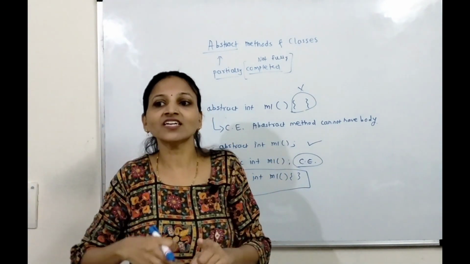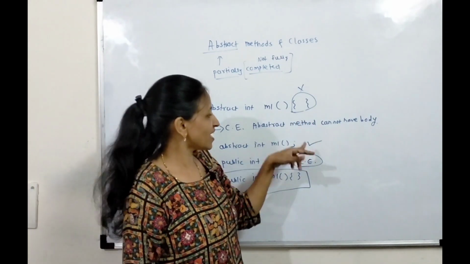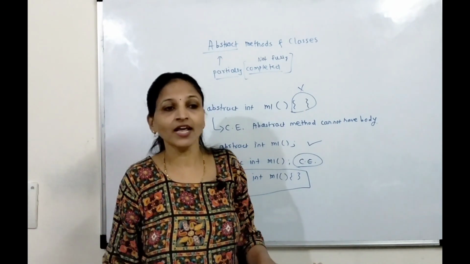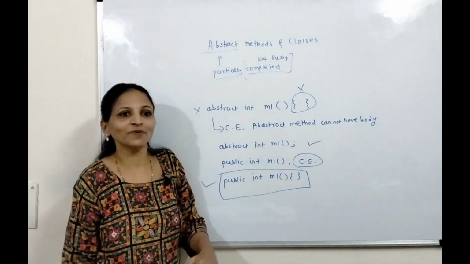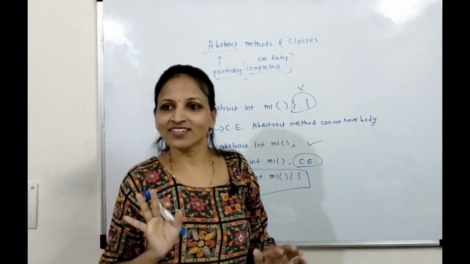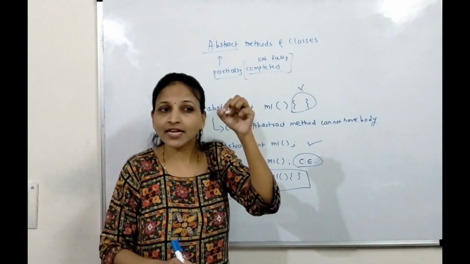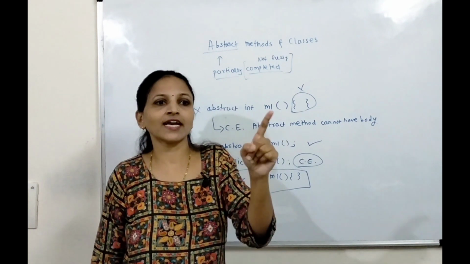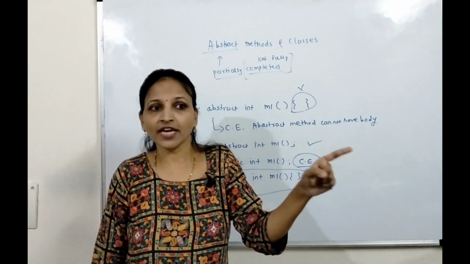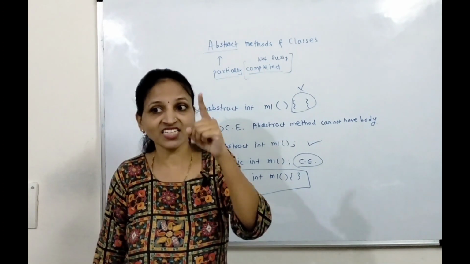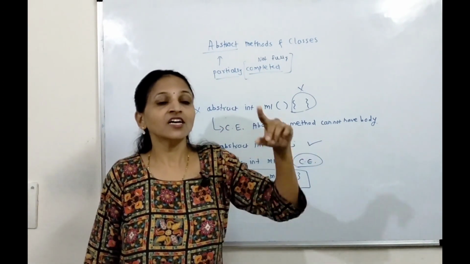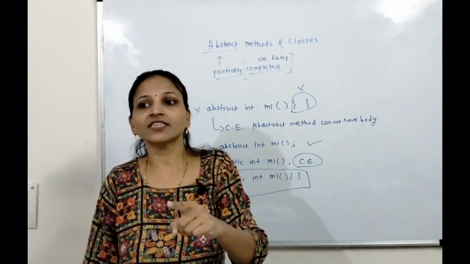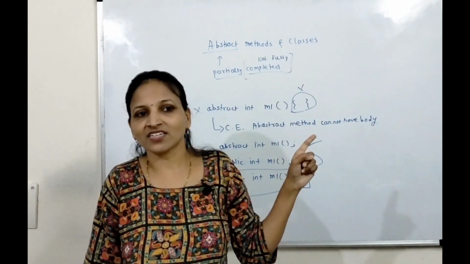But there is a connection between abstract and not implemented. If you are not implementing any method, you just write a semicolon at the end, which means there is only declaration, not definition. And if you have written a semicolon, you compulsorily have to write the abstract keyword there. If a class is having at least one abstract method, then compulsorily you have to declare that class as an abstract class.